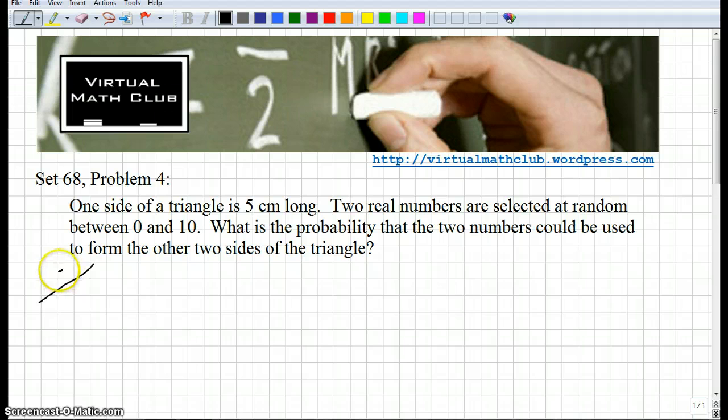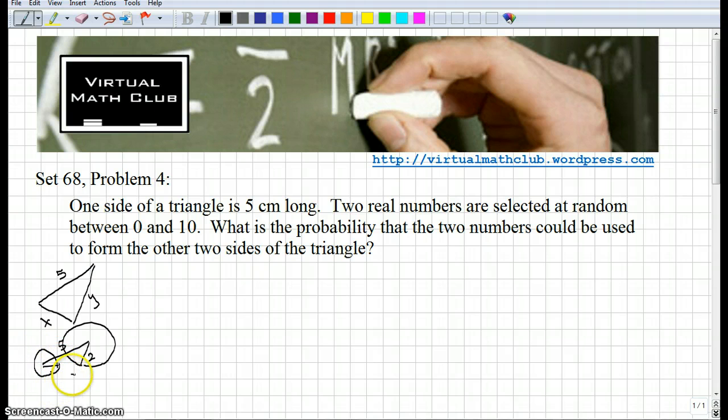So we got one side that's 5. And then we're going to choose another one. Let's call that x, and we'll choose another one. We'll call that y. And what's the probability that we could make a triangle out of those? All right. So you can see not every number we choose could make a triangle. Like if we have one side as 5, and let's say we choose 1, and let's say we choose 2, you can see that we can spin these legs around as much as we want, and they're never going to meet up and make a triangle.